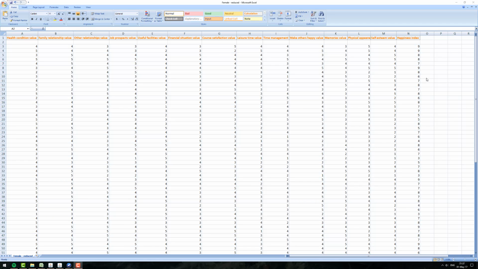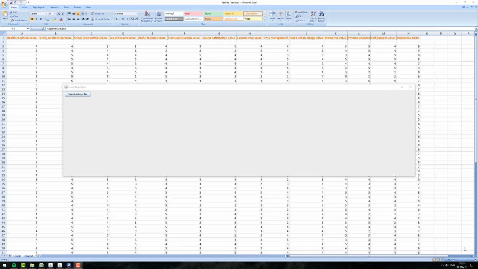It is composed of 83 female students, and this data was extracted from the results to a questionnaire designed by the student in one of the earlier stages of this project. Each one of these 83 female students is described by how happy they are with 13 different aspects of their lives on a scale from 1 to 5. These aspects include, for example, their health condition, their relationship with their family, or their satisfaction with the course they are studying. They are also described by a happiness index on a scale from 1 to 10, which indicates their overall happiness level. Now let's take a look at some of the algorithms which were used on this data.